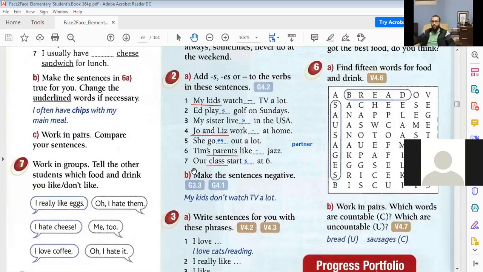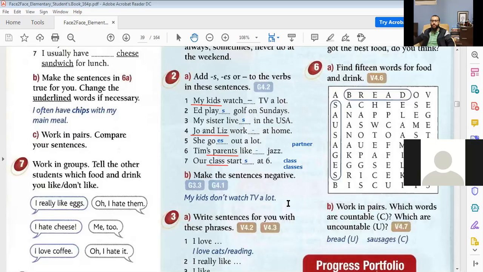Okay, can you do number 7? Yes, our classes doesn't start at 6. Correct. But is it our class or our classes? Our classes, plural. Here, do you have one class or multiple classes? Okay, what is the singular of classes? I don't know. Okay, because class, this is the singular, the plural is classes.